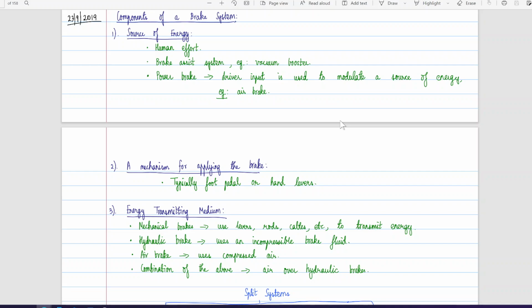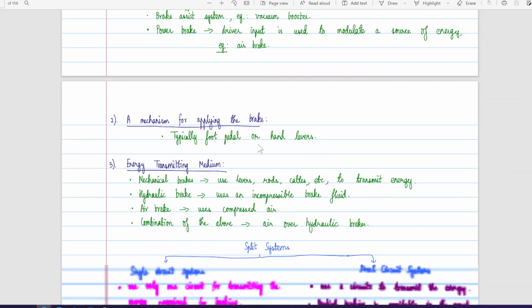Then there is power brake, where the driver input is used to modulate a source of energy, that is air brakes. So what we do in air brakes is that we have a small pilot signal which is sent by the driver, and it opens other valves in order to provide full power to the brake system. Then we have the mechanism of applying brake. We have a foot pedal or a hand lever, which is used in case of emergency brake. So a vehicle should have at least two ways of applying brakes in case one has an issue.